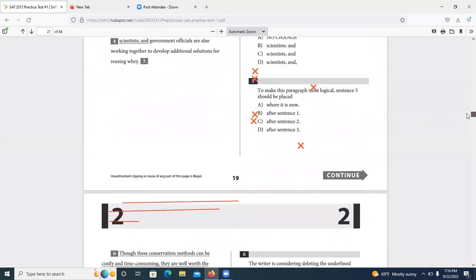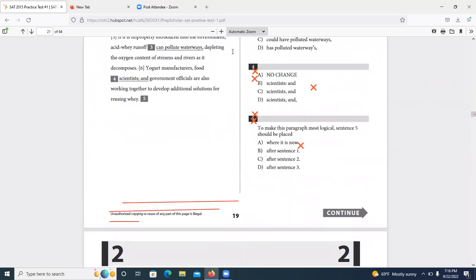So number 5 is C, after sentence 2. You guys can check me on that one. How do I erase this stuff? Still getting used to this. All right, let's do a bonus one. Let's do number 6. Wasn't planning on doing this many, but oh well.